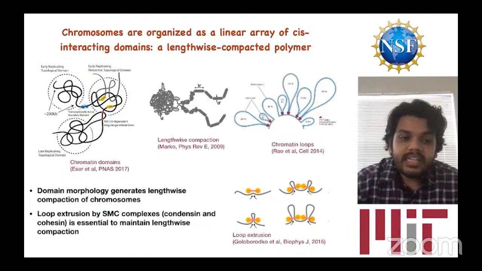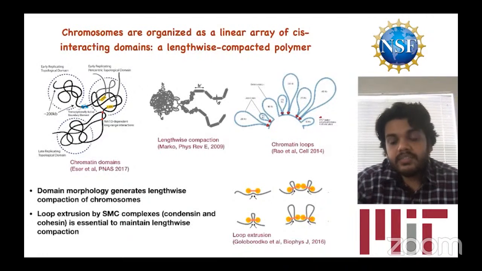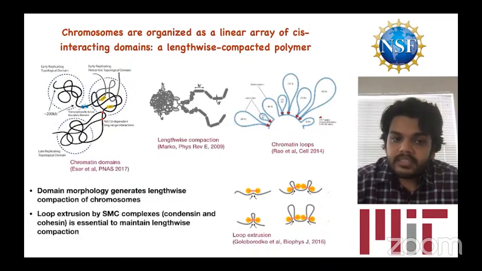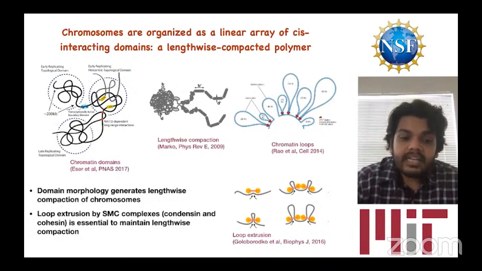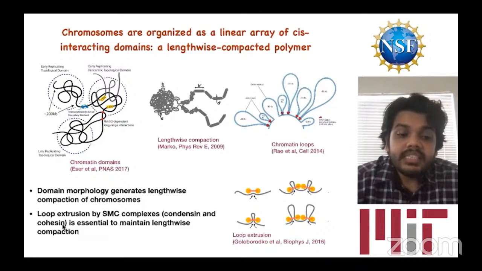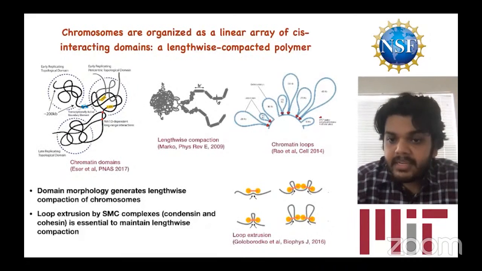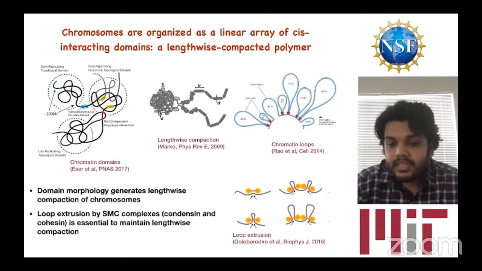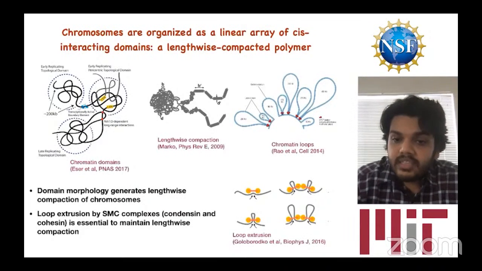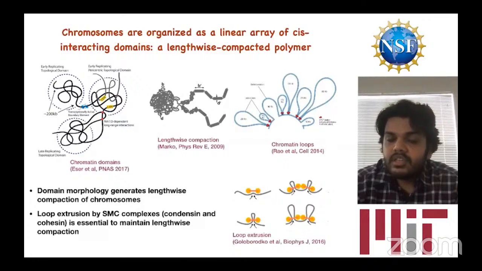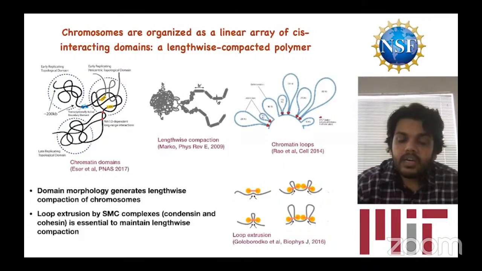Now, the details of these domains, the architecture of these domains, is under investigation. However, chromatin loops are thought to be one of the major players of these domain interactions, and SMC complexes, or structural maintenance of chromosome complexes, which are condensins and cohesins, are known to extrude loops and stabilize these loops. So these are active enzymes that can hydrolyze ATP and extrude these loops in a processive manner, which can lead to the formation and stabilization of these loops and maintain this lengthwise compaction of chromosomes during the cell cycle.